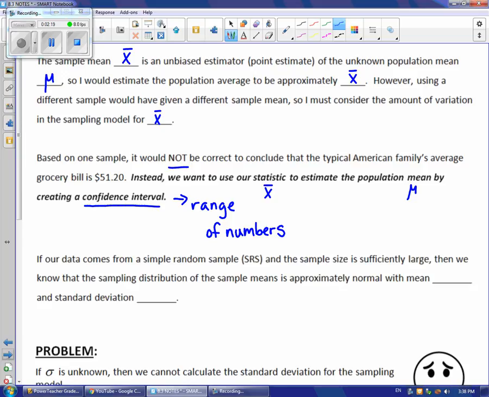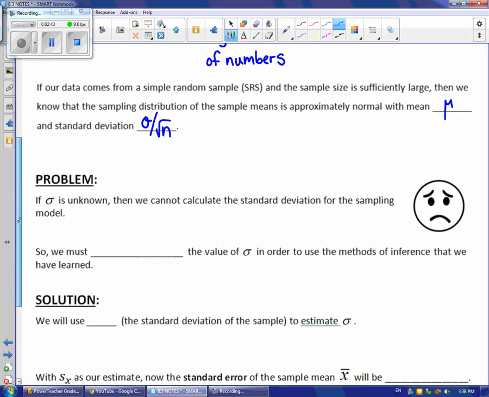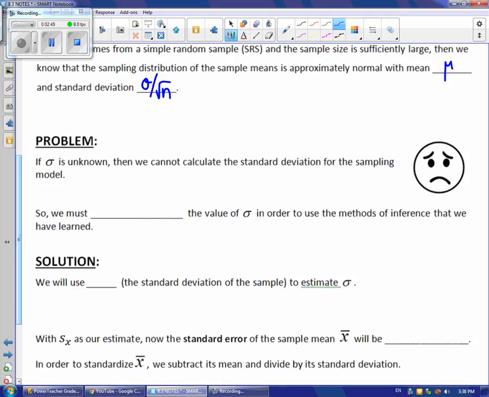If our data comes from a simple random sample and the sample size is sufficiently large, then we know that the sampling distribution of the sample means is approximately normal with a mean of mu and a standard deviation of sigma over the square root of our sample size. But we have a problem. If we don't know sigma, we can't calculate the standard deviation for the sample model. So we need to estimate the value of sigma in order to use any methods of inference that we've learned.